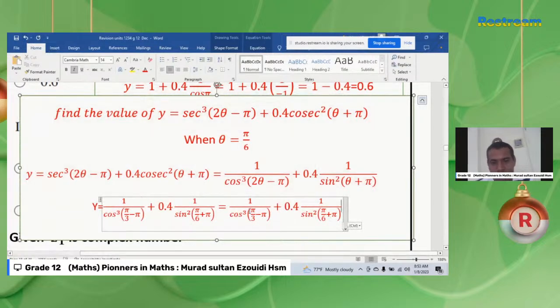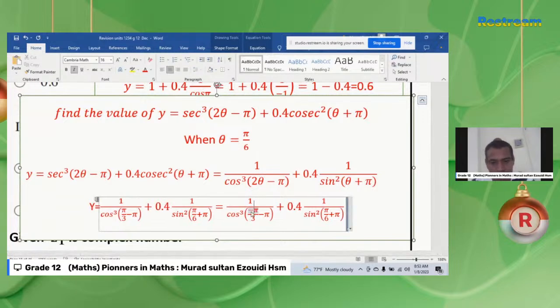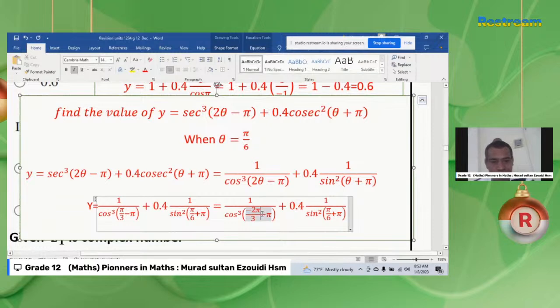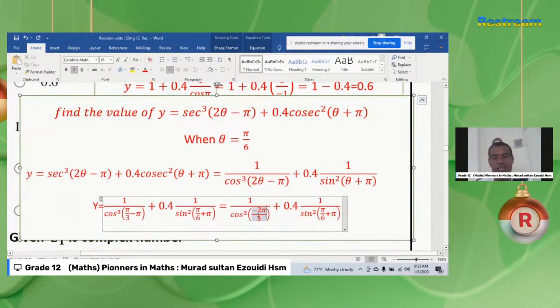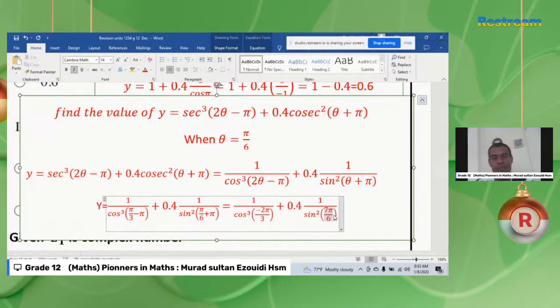Cosine square of pi over 3 minus pi, learners, it will be pi over 3 minus 3 pi over 3, so it will be minus 2 pi over 3. Then I will cancel this negative pi because already it's calculated. Then pi over 6 plus pi, you can write it as 6 pi over 6. Therefore, pi plus 6 pi over 6 will give you 7 pi over 6. Now I will cancel this positive pi.